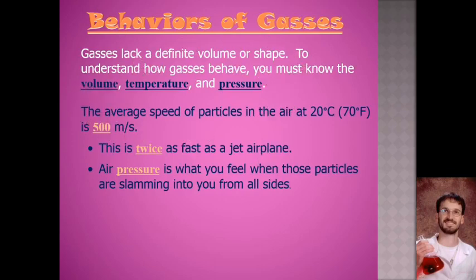So remember that all things are made of matter. So the particles that are in gas, we'll just say the air around you right now, assuming you're in a room that's room temperature, 20 degrees Celsius is 70 degrees Fahrenheit, one of those temperatures you're supposed to remember. The average speed of the gas molecules is 500 meters per second. That's really fast. That's twice as fast as an airplane.